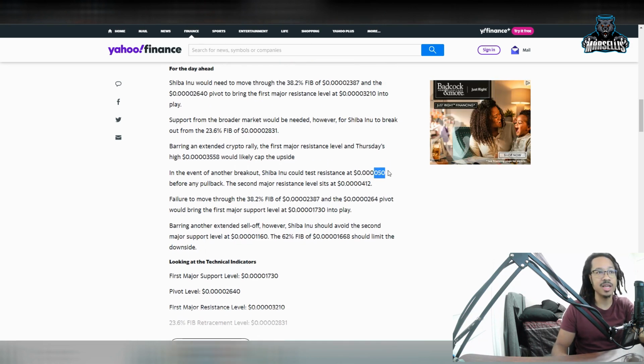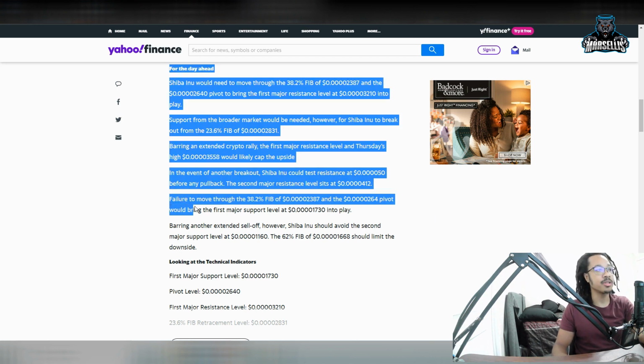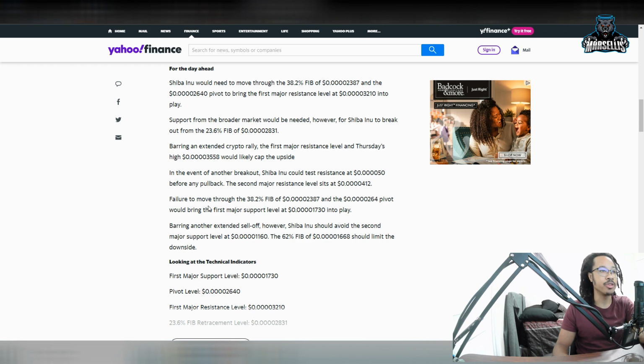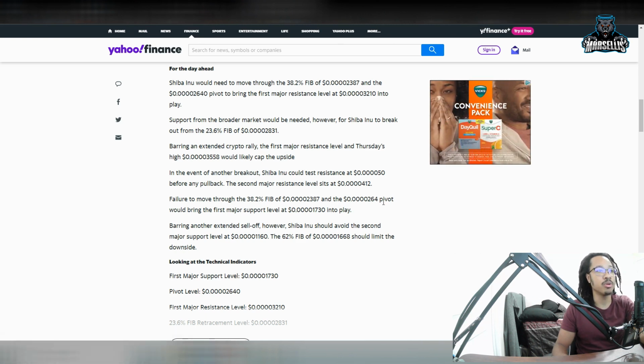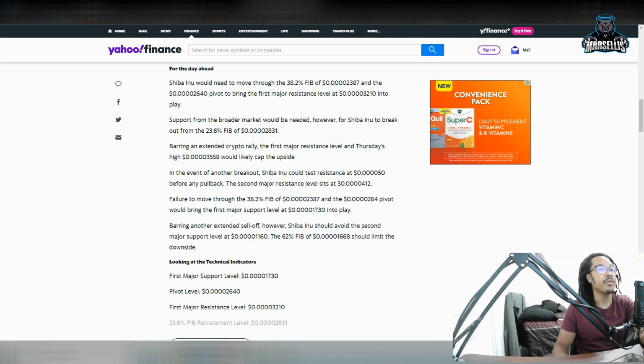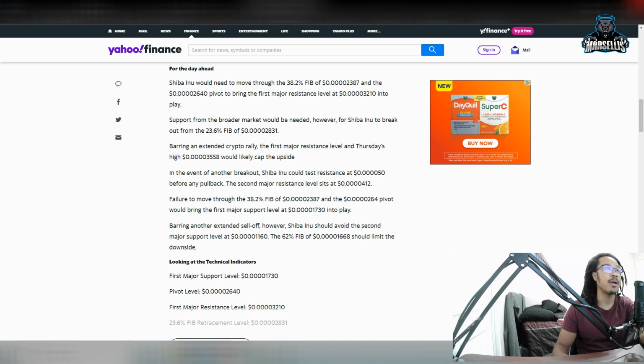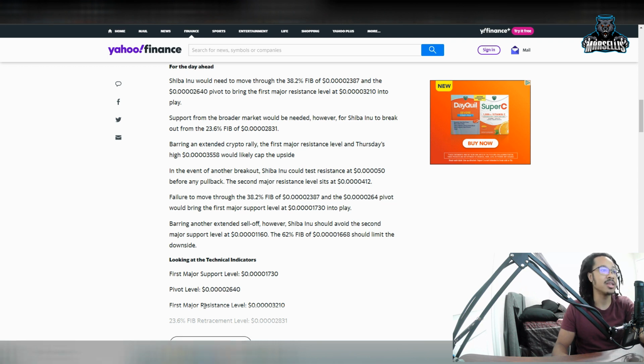And then we have another resistance at 50 and 412. We don't need to worry about any of that because we have a lot of other stuff to break. Right here is a pretty big statement: failure to move through the 38.2% Fibonacci level of 0.000237 and the 264 pivot would bring the first major support level of 1730. Now, we already broke out of both of these pivot levels. 1730 will be hit if we go below 2387. And if we go below 1730, eventually we'll see the 1668 and then 1160. That's pretty much what they're saying.